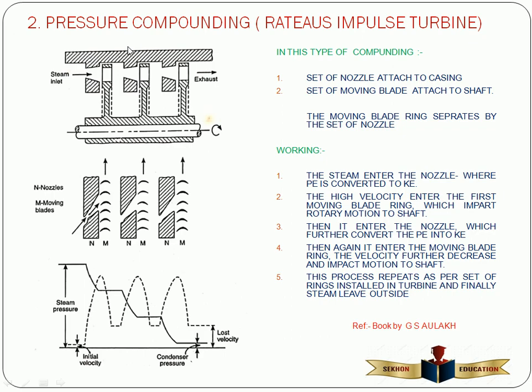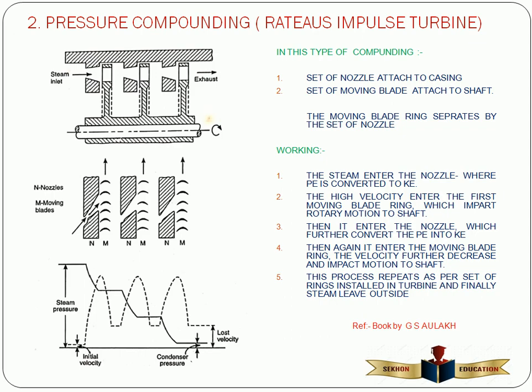Next is pressure compounding. Pressure compounding is the Rateau impulse turbine. In this case we have two sets. One set is a set of nozzles which is attached to the casing, and the second set is a set of moving blades, which are fixed with the shaft. Then again a set of nozzles fixed with the casing, then again a set of moving blades. So it repeats as per our requirement in our particular turbine.